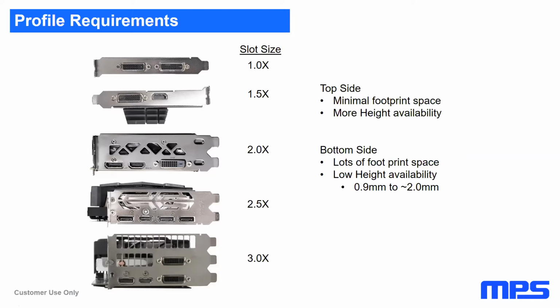It is limited depending on how big the fan heatsink is, but typically it can be 5 to 8 millimeters. Whereas on the bottom side, we're limited because of the low profile availability, which can reduce it down to less than 1 millimeter to 2 millimeters, depending on the card design. But now we usually have a lot more footprint space available.